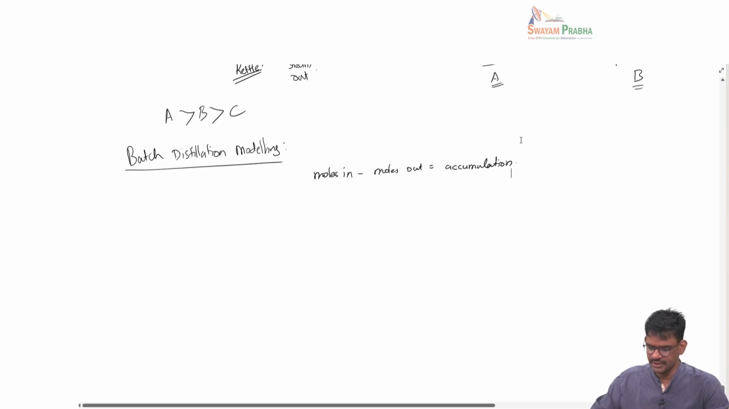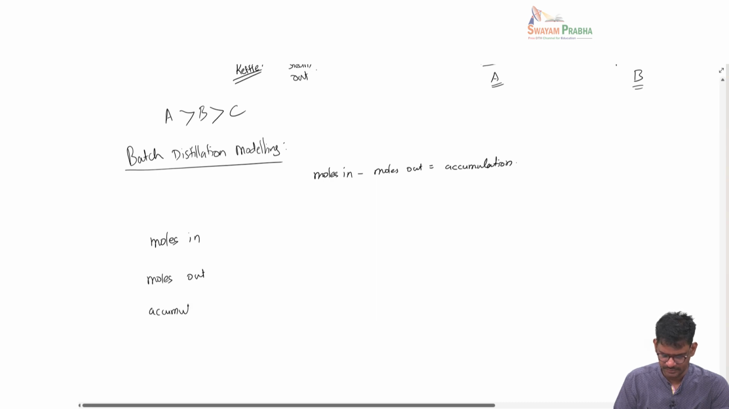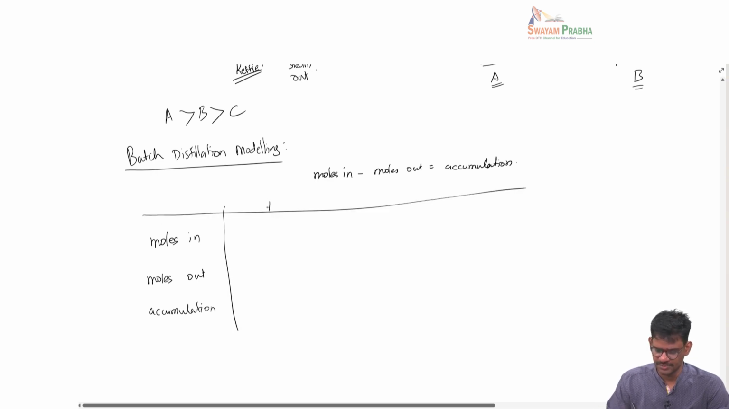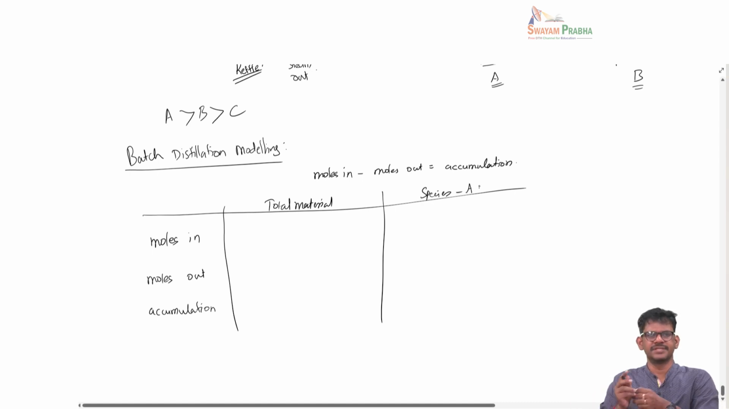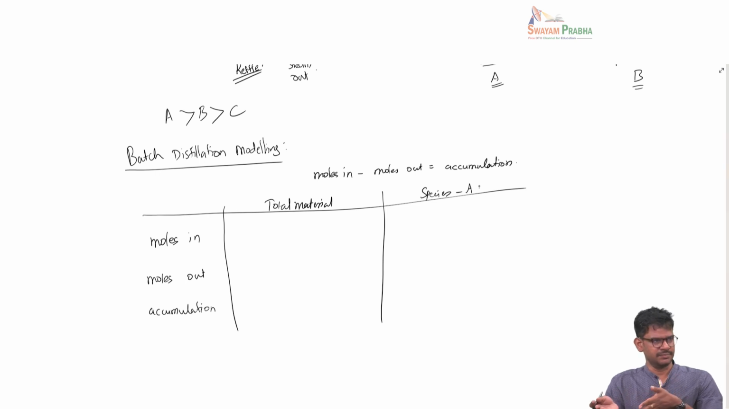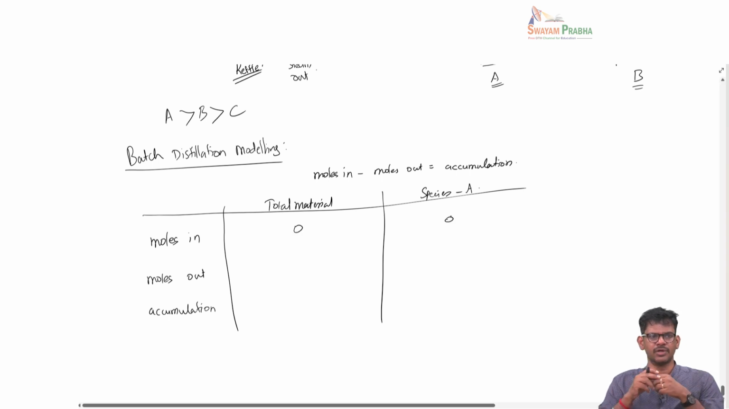So now what we will do is write moles in, moles out, accumulation, and we will do this for total material, and then also for species A. Since this is a batch system, is there anything coming in? Nothing is coming in, right? So we will put 0 for both total material as well as for species A.